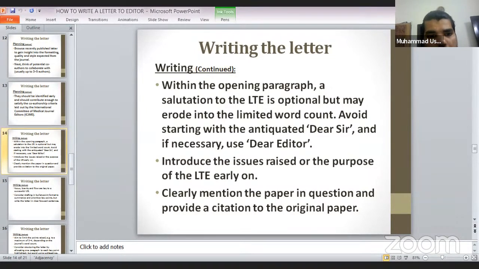And then you should introduce the issue raised or any purpose of the letter to the editor. Instead of beating about the bush, you should right away state the purpose and the issue which you are going to raise in your letter.